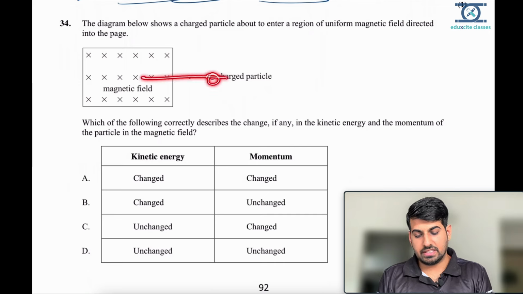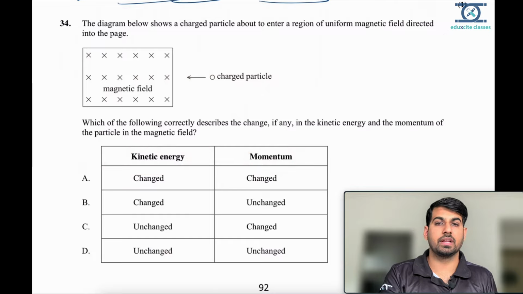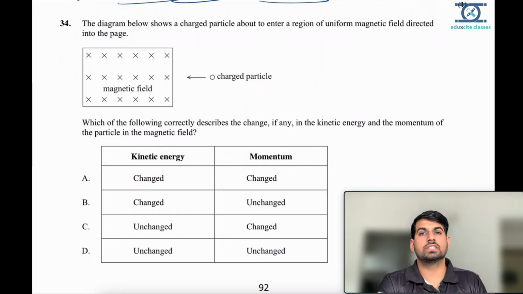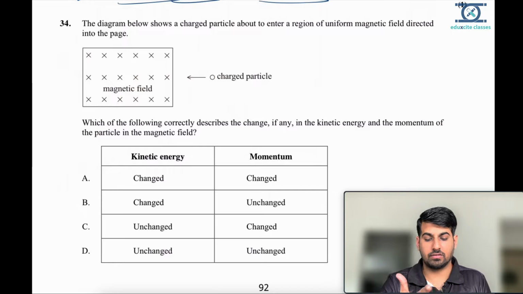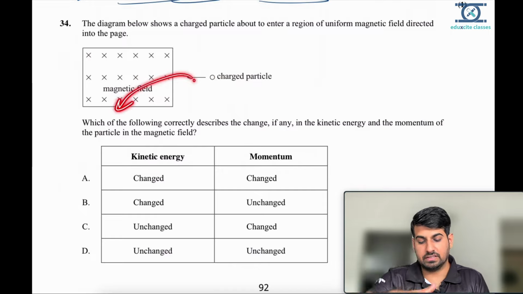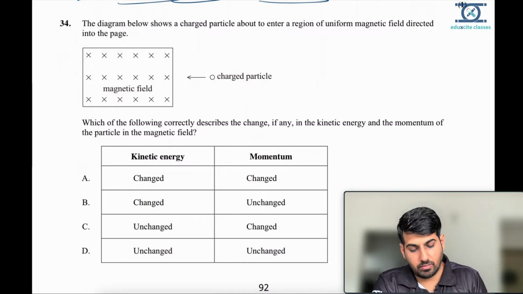Now the charged particle is entering into a magnetic field. How do the kinetic energy and the momentum of the particle change? We just have to answer in terms of changed or unchanged. Basically when the charged particle enters, it will deviate. If the charged particle is moving inside, it will experience a force. The charged particle is moving in this direction, the magnetic field is into the plane, so it will move like this. Momentum is a vector quantity. If the direction changes, then the momentum changes. So this is incorrect, this is incorrect.